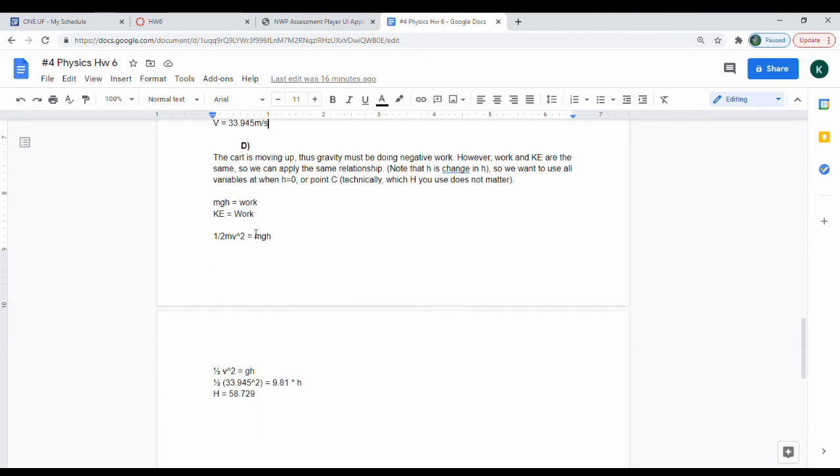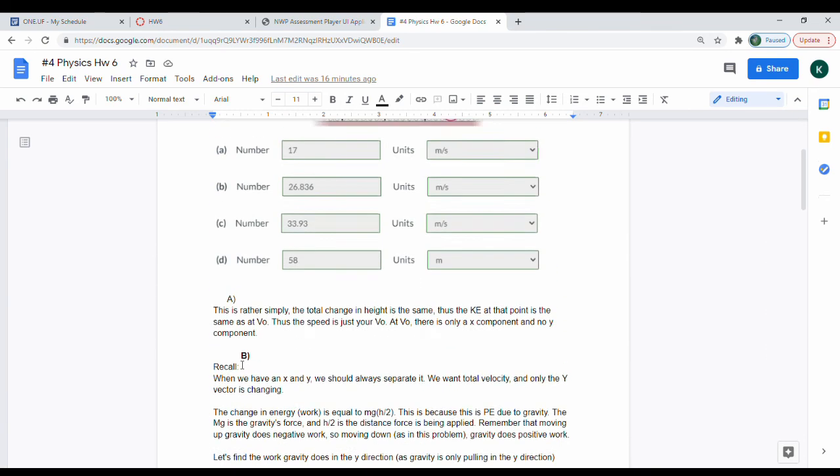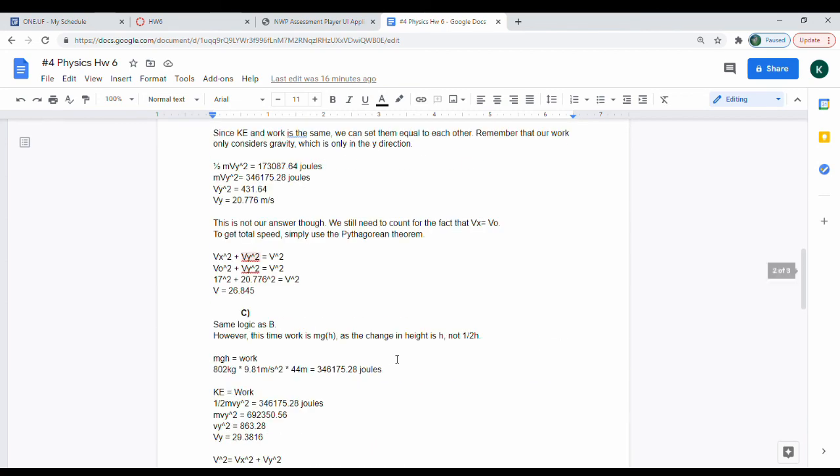So we set up the kinetic energy equals the gravitational work. I divide both sides by m. And then I plug in my velocity at point C, because I chose point C as my base. And I got 1/2 this squared equals g times h. And then I find h. So this h is how many meters it changed from point C. And since point C was on the ground, it goes up by this much, and that should be your answer.